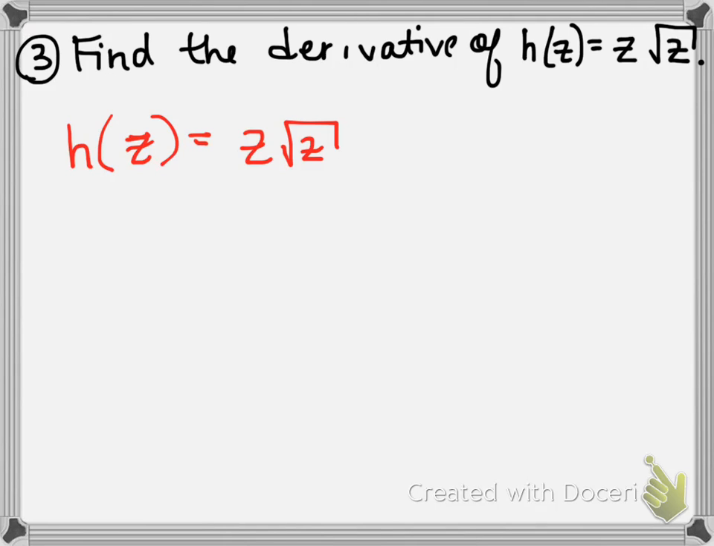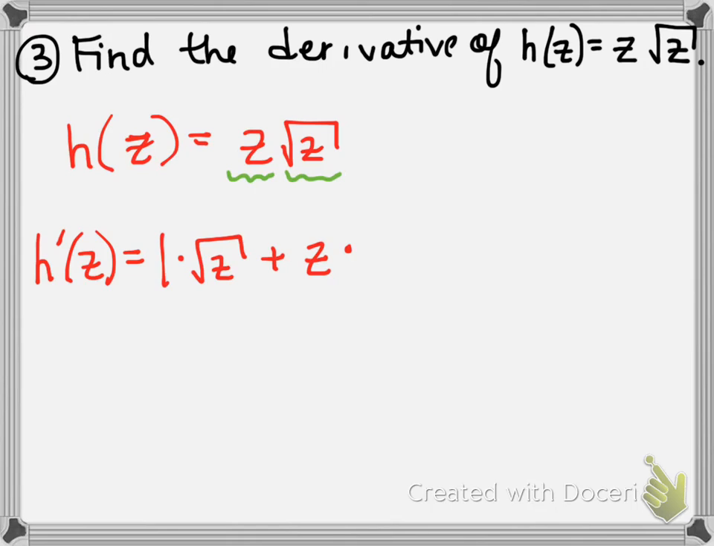So we start with h of z equals z times the square root of z. So we have two functions here we're multiplying together. So z is one function, square root of z is the other function. So to find the derivative, h prime of z, we take the derivative of z, which is 1, and then we leave square root of z alone. So 1 times the square root of z, plus, now we leave z alone, and we multiply times the derivative of square root of z, which is 1/2 z to the 1/2 minus 1, which is z to the negative 1/2. In order to do that, I use the fact that the square root of z is the same as z to the 1/2 power.